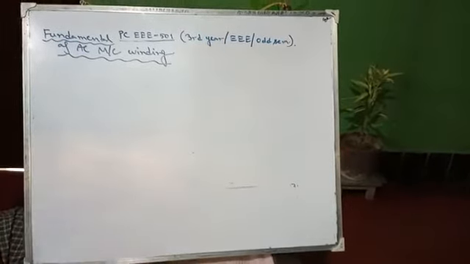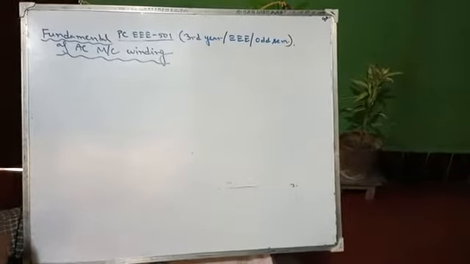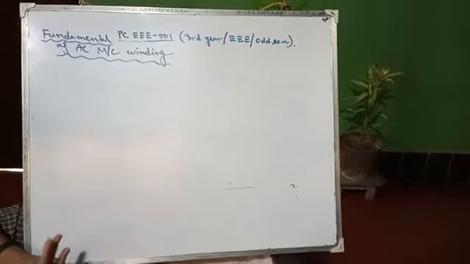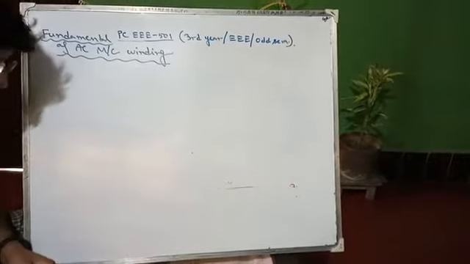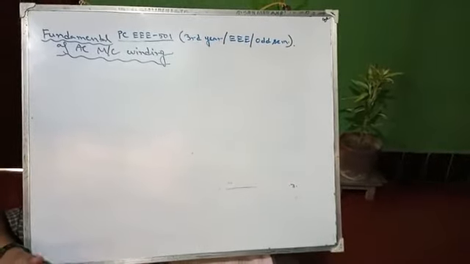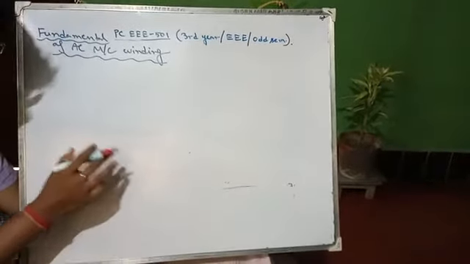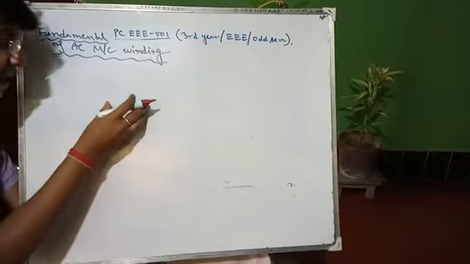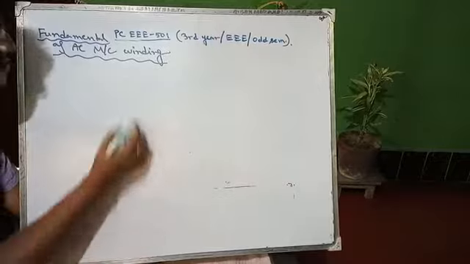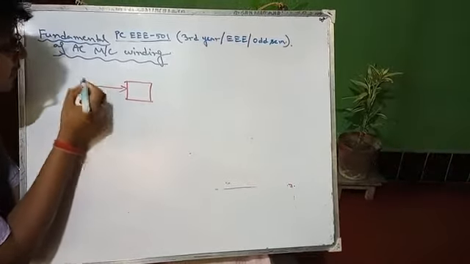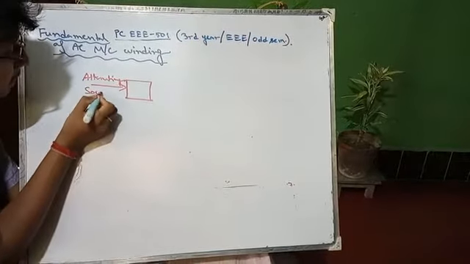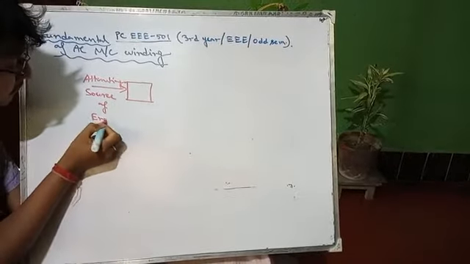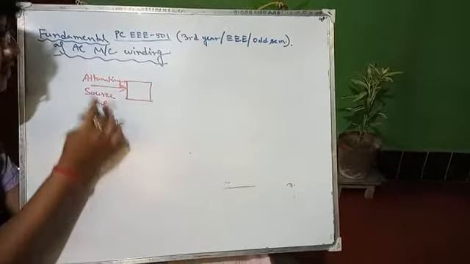Before entering into this topic, fundamentals of AC machine winding, first you have to learn what is an AC machine. What is the difference between AC machine and DC machine? AC machine means an alternating source of current or voltage is directly associated with the system. So it is a system where an alternating source of energy is given as input.